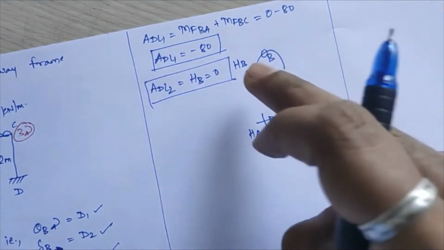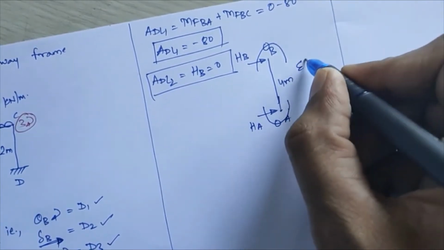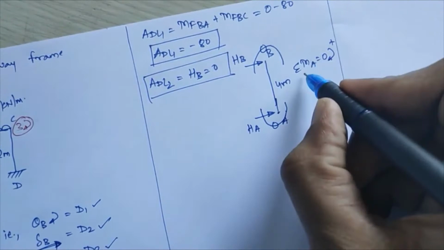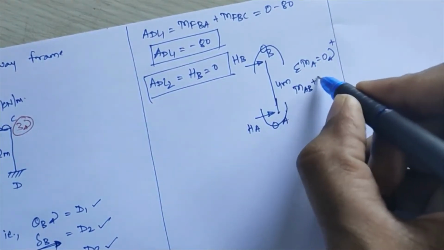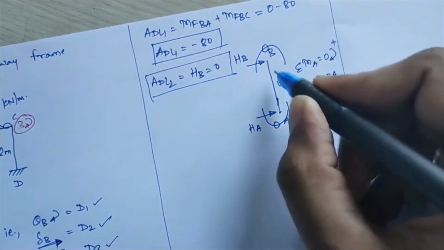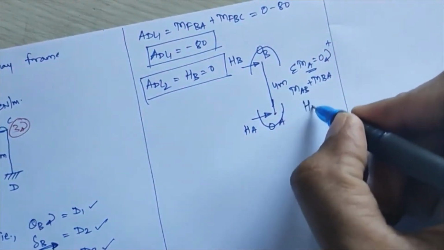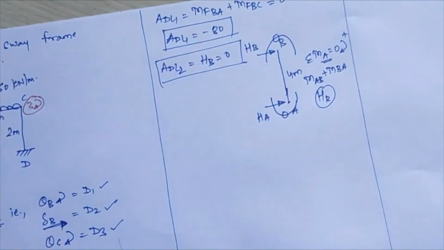In any numerical, whatever HB value you get, you will take moment at joint A, summation of moment at A equal to 0, treating clockwise moments as positive. So there, that will be MAB plus MBA, and the loading moment about point A you have to take, and you have to calculate in that the HB value. But here you are getting 0, so I am writing it as 0.